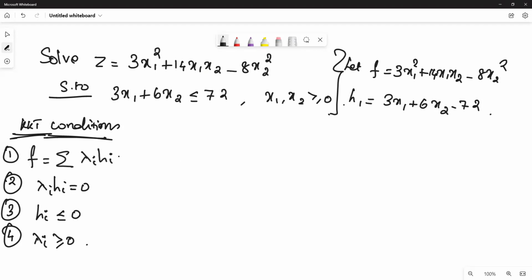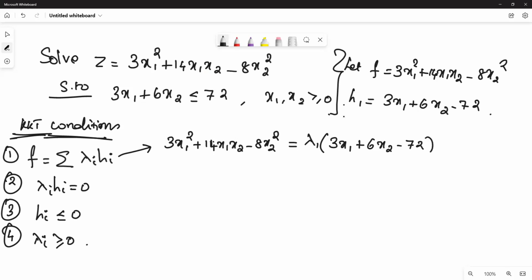So what is the first KKT condition? It becomes 3x1 square plus 14x1 x2 minus 8x2 square is equal to lambda i hi. Only one h1 here, so only one multiplier lambda 1. Lambda 1 h1, so lambda 1 times 3x1 plus 6x2 minus 72. If you have two subject to constraints, the right hand side we write lambda 1 h1 plus lambda 2 h2. Okay, so this is the first condition. From this, we are going to get a number of equations.